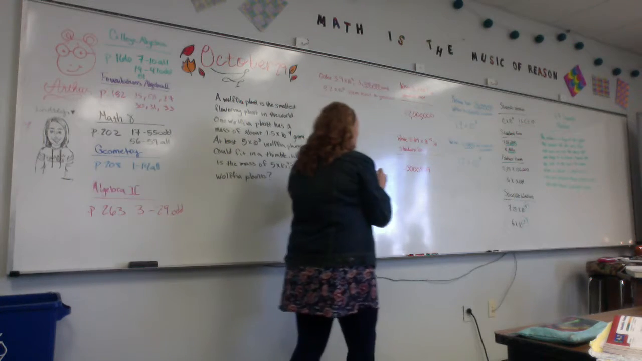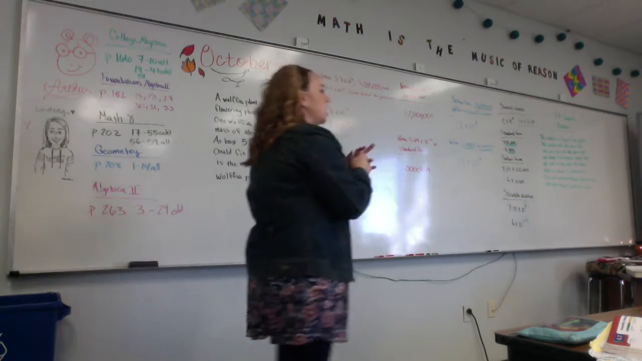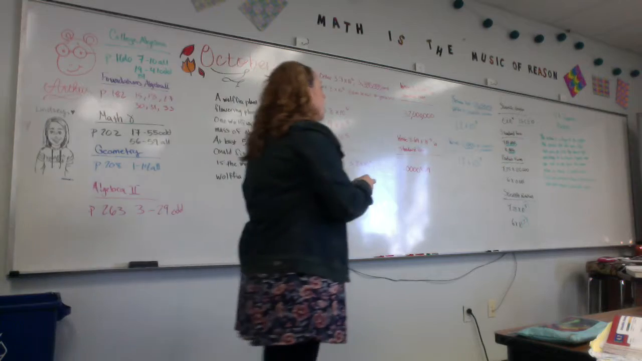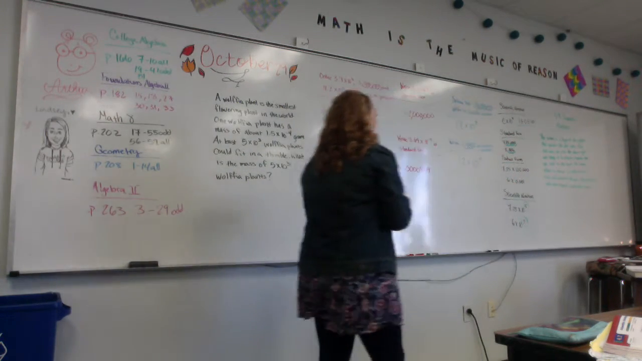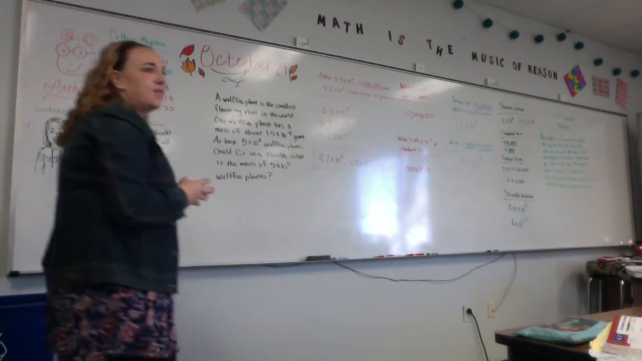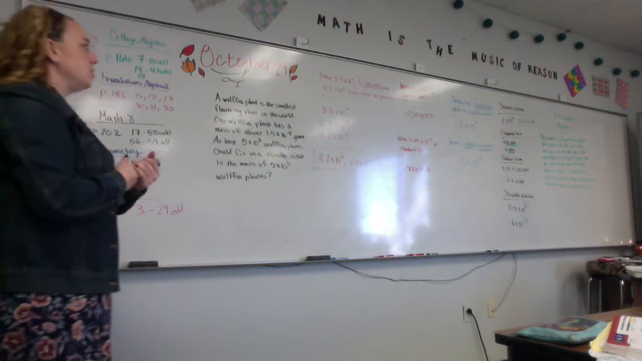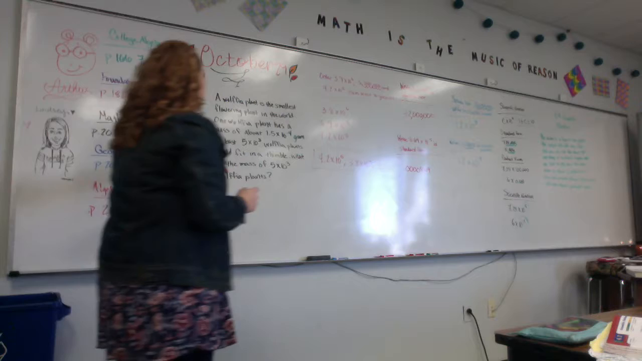So on your homework, you are working on taking word problems and changing numbers in word problems to scientific notation. You're going to work on taking standard form or product form and turning it into scientific notation. And you're going to work on taking scientific notation and undoing it into standard form. Then you're going to order things from least to greatest. We have one more problem and then we're done.